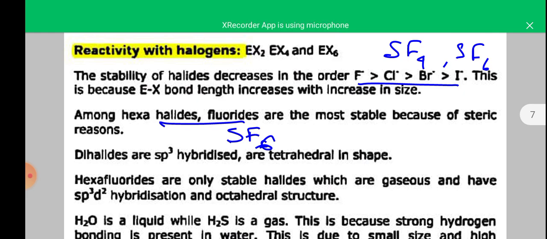Among the hexahalides, hexafluorides are more stable because of steric reasons. That's why SF6 is more stable. Okay.